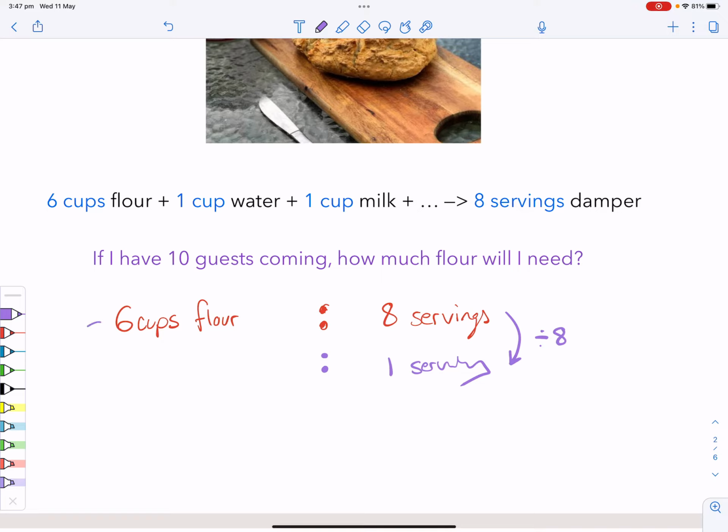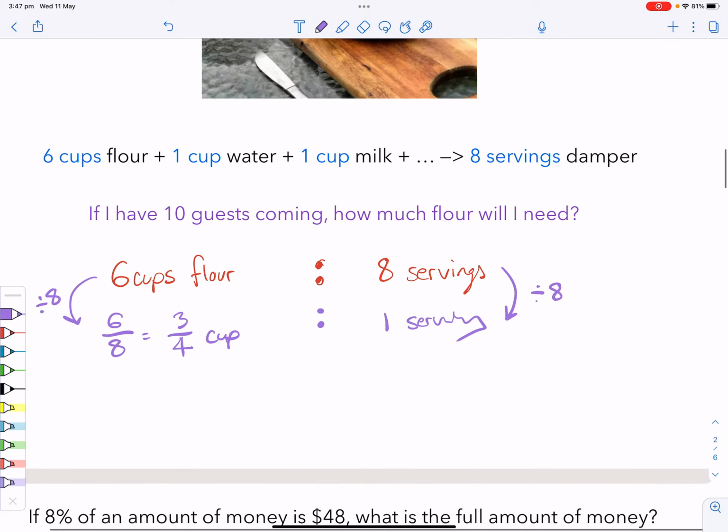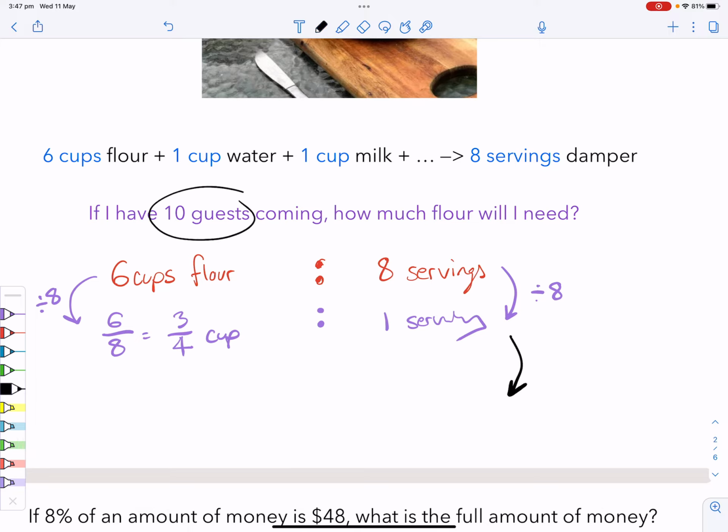And for this side here, I would do the same thing to keep the ratio consistent. So divide this one also by 8. Now, this is not going to be nice and clean. 6 over 8, that is basically 3/4 of a cup. Okay. Now we found out how much 1 serving is going to create. We need to scale this answer up to 10 times because we have our 10 guests coming. We want to have 10 servings. So this will be multiplying our answer by 10.